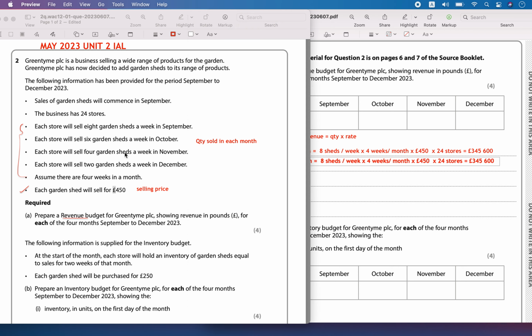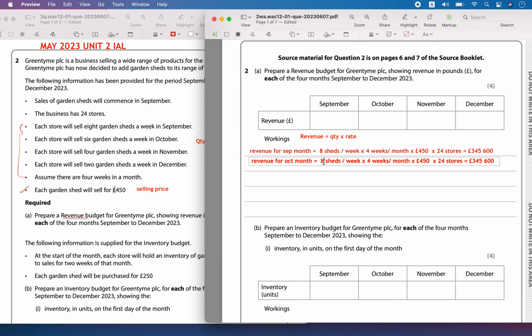Now let's calculate the revenue from all the 24 stores for the month of October. The projected selling quantity is 6 garden sheds in the week in October. So 6 into 4 into 450 into 24. That is equal to 259,200 pounds.